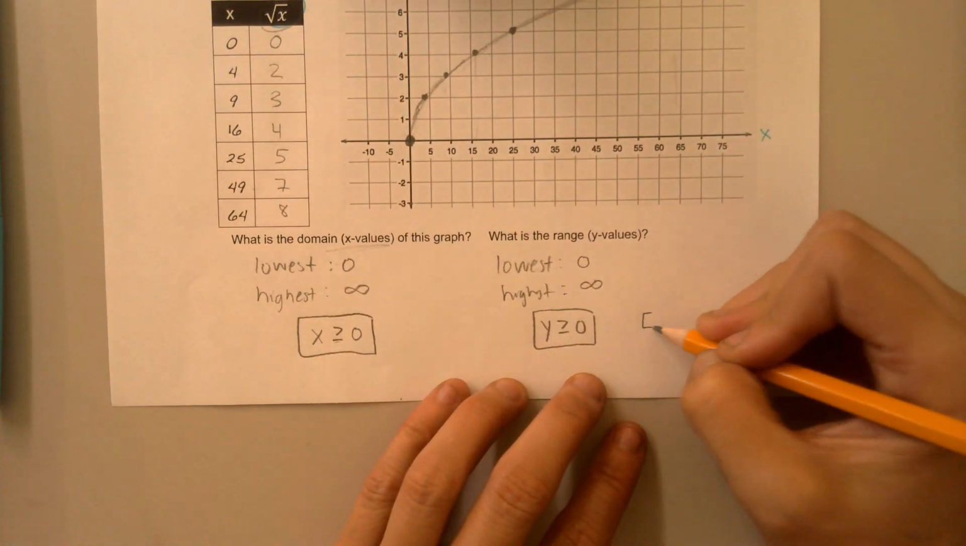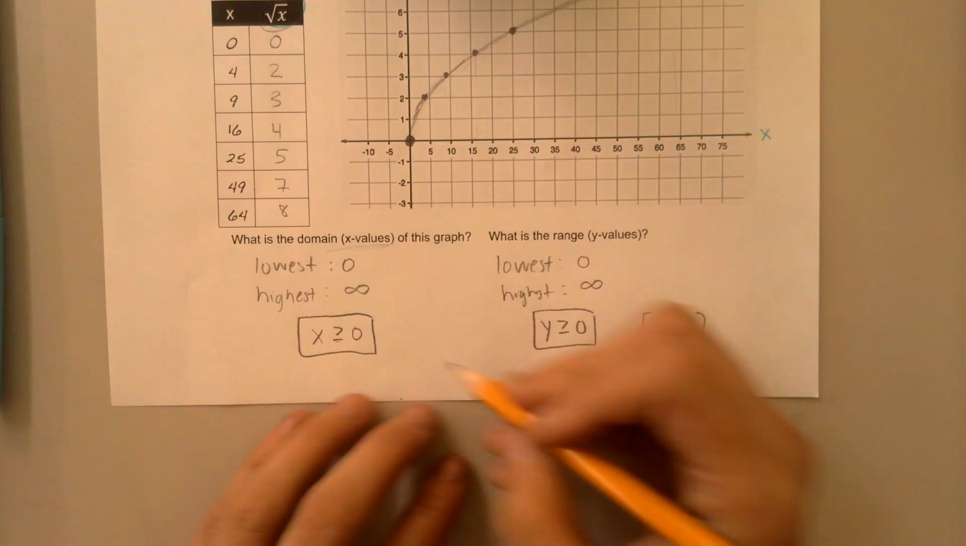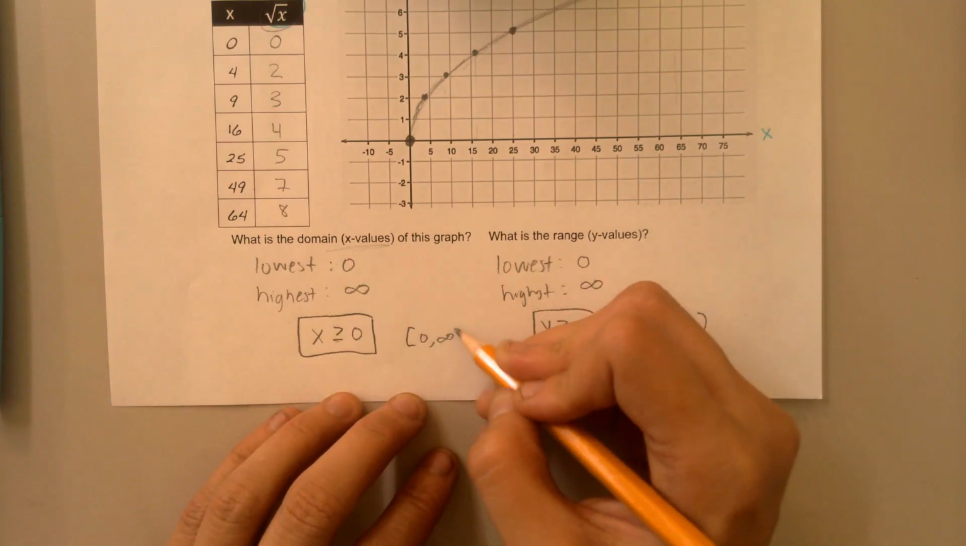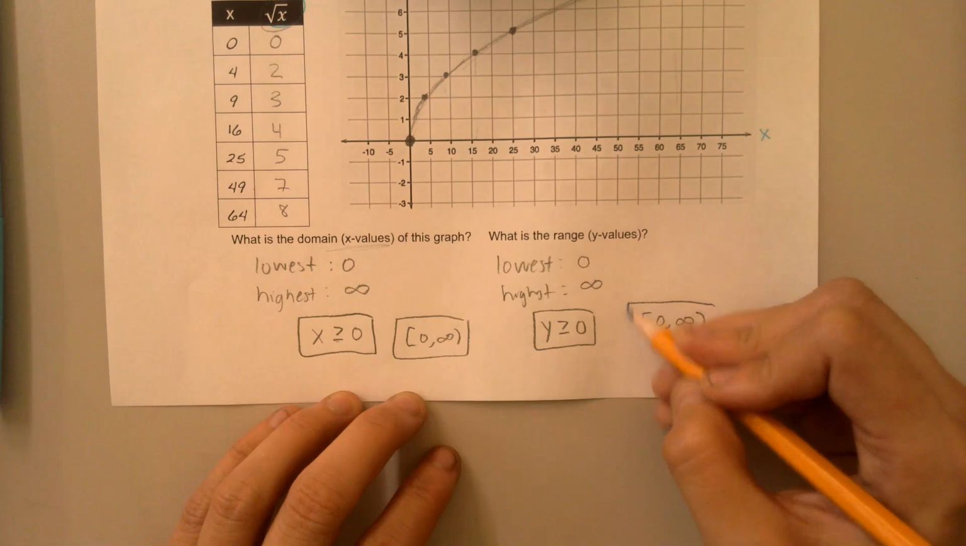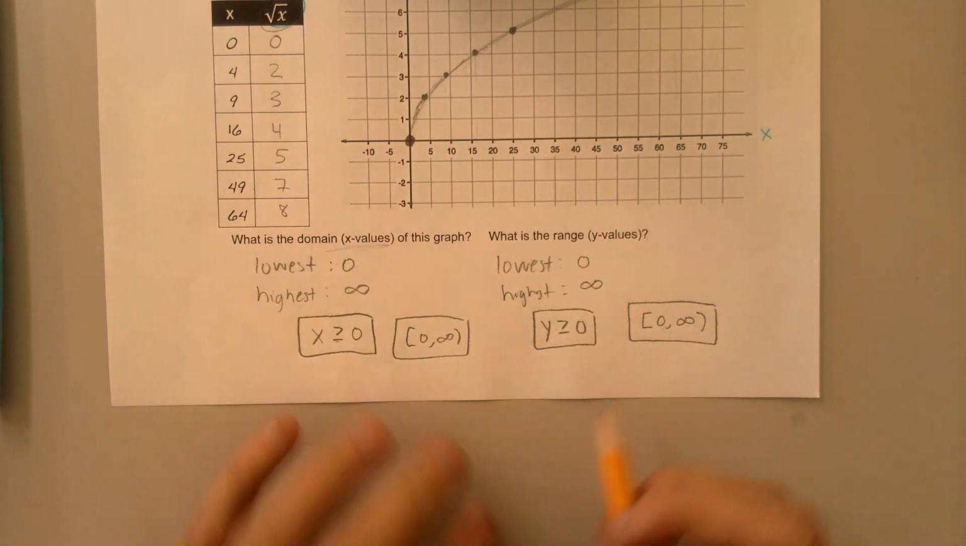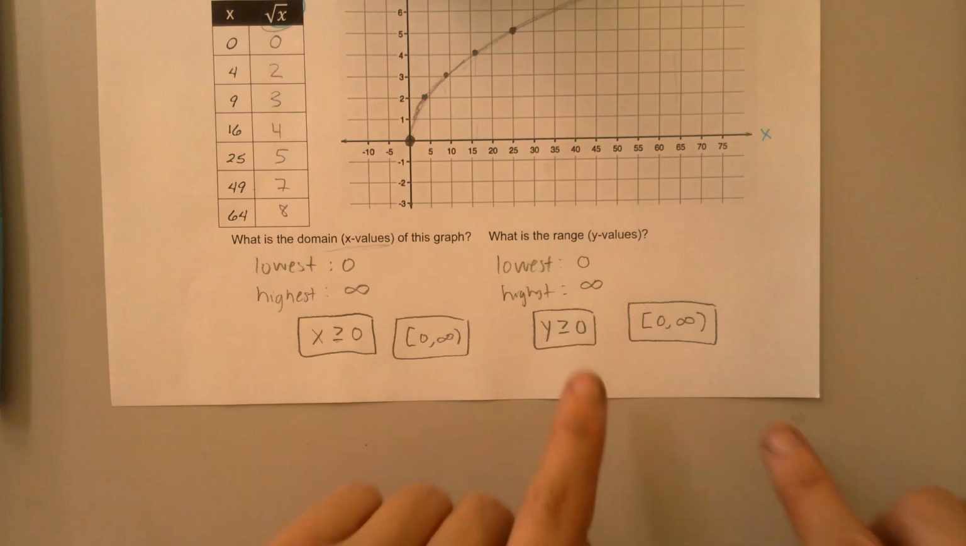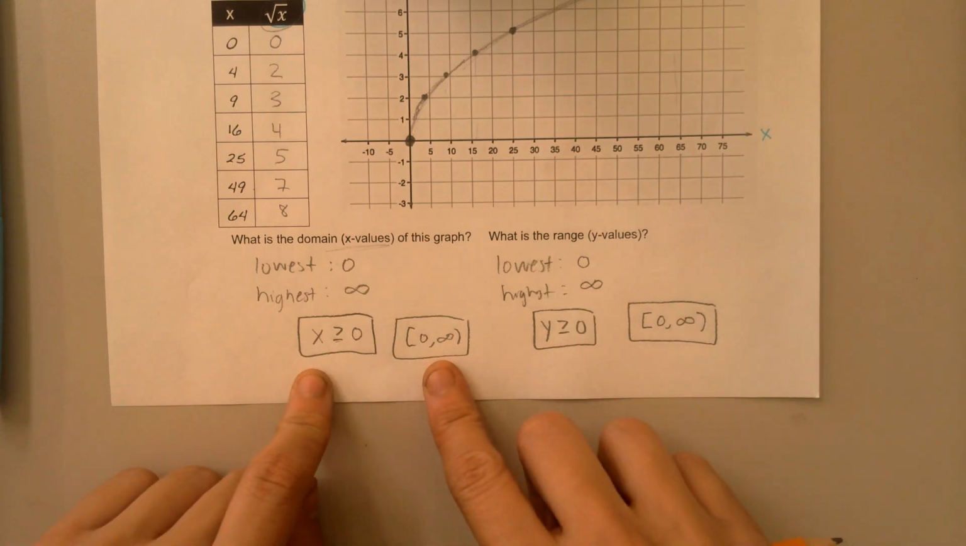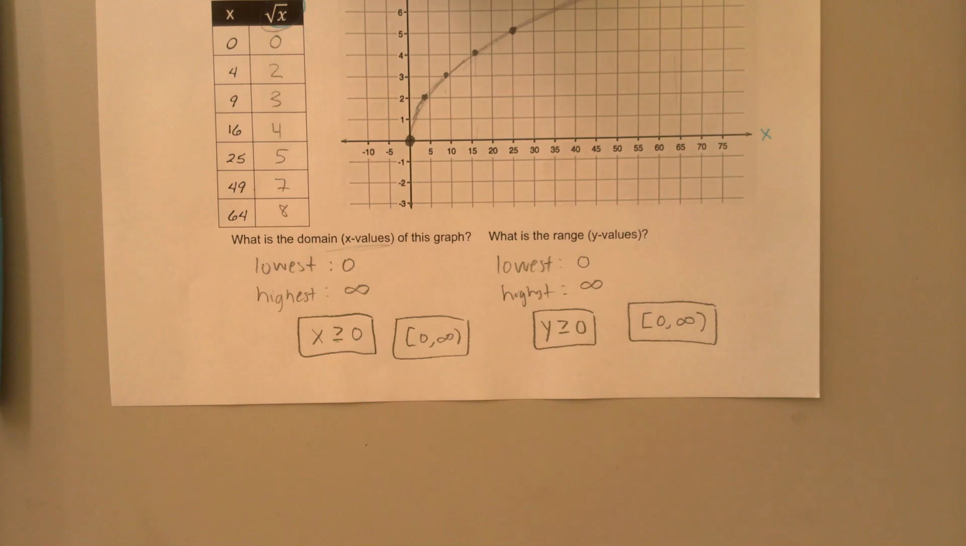If you've learned interval notation, you could also write this for both of these. Both of these are correct. If you didn't learn one or the other, that's fine, but make sure you have either this or this, and then you have either this or this. So that is domain and range.